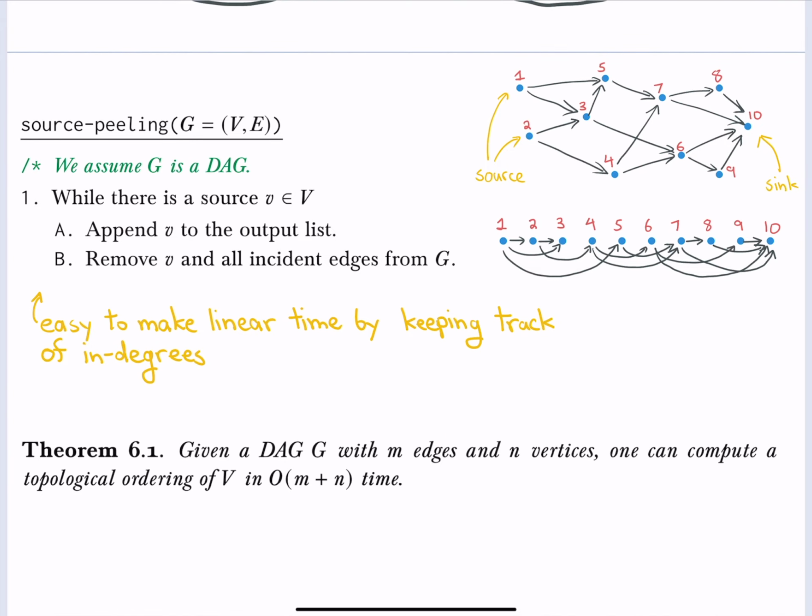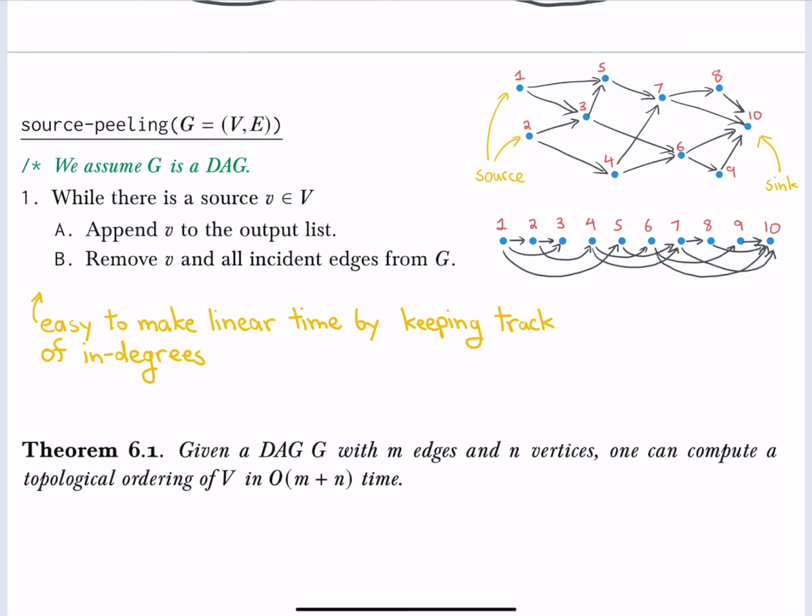So that's a simple algorithm, right? I just think of it as a peeling algorithm, just peeling sources from the graph. While there's a source, I remove it, and I look for the next source. Not very hard to find a source, right? I just need to find a vertex with in-degree 0. And that's also easy to keep track of to make it fast.